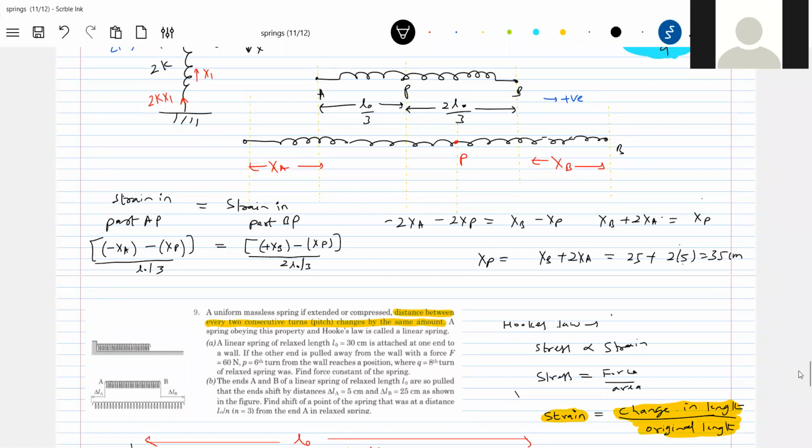Sir, I have a doubt, sir. Yeah. In the question, it gave that the distance between every two consecutive turns changes by the same amount. So it means the displacement of one turn will be equal to the displacement of each and every turn in the spring. No, the distance between every two consecutive turns changes by the same amount. Okay, that one. That's one thing.